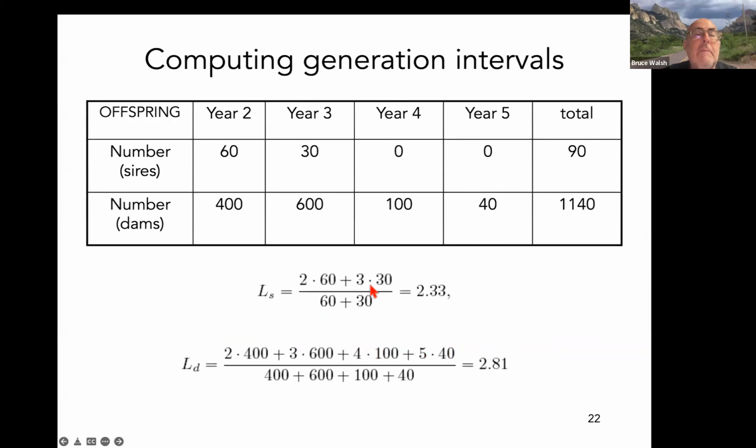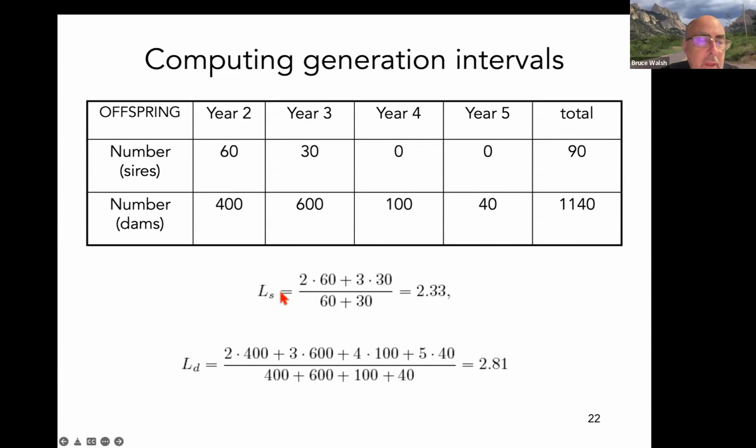So for example, just quickly, suppose I've got a scenario where I've got 90 dads and 60 of them have offspring in year 2 and 30 of them have offspring in year 3. So the average age of a dad is 2 times 60 divided by 90 plus 3 times 30 divided by 90, or about 2.3. In females, the generation average is longer. Why? Because if they're going to give multiple births, you've got to wait several years. So now I've got 1,140 females. What fraction of females are 2 years old? It's 400 divided by 1140. Multiply that by 2. Same for 3, 4, and 5.